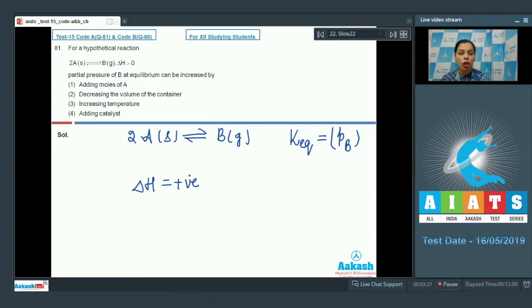It means this is the correct option. While if I talk about addition of catalyst, on adding catalyst, rate of forward reaction as well as rate of backward reaction increases. It means you cannot increase the partial pressure of B by addition of catalyst. So only one option is correct, that is option 3. So I'll choose option 3 as my correct answer. After this, there's another question.